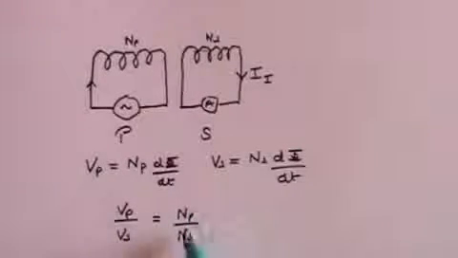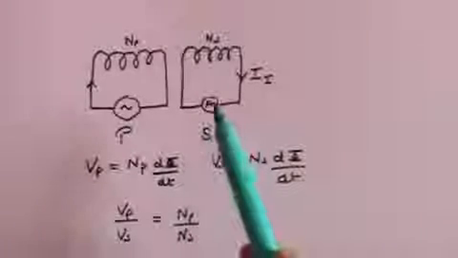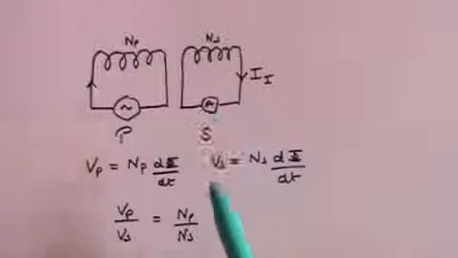So if you've got different numbers of turns, you can get a different voltage. Vp is the voltage of the primary, Vs is the induced voltage of the secondary.